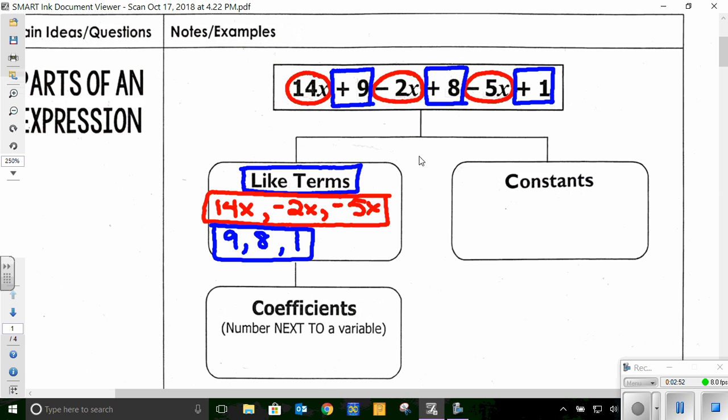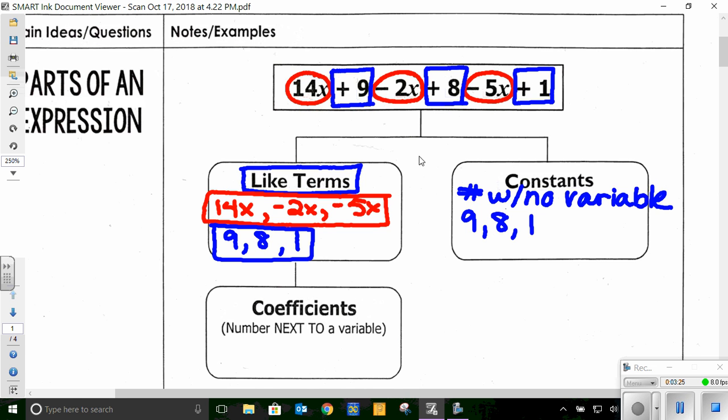Now, these numbers here, the 9, the 8, and the 1, are actually called constants. I'm going to go ahead and write that right here, the 9 and the 8 and the 1. Constants are numbers with no variables with them. Where my like terms can have variables or not, like up here we have the ones with the x and the ones without the x.